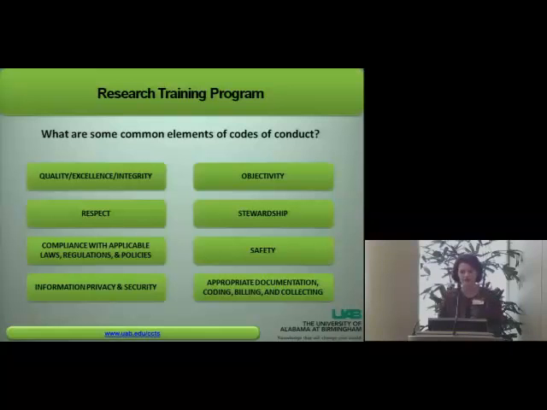On this slide is a sampling of some common elements of codes of conduct. We'll go through each of these briefly and spend a little bit more time on objectivity, as I said, as it relates to conflict of interest. Again, these elements are often found in codes of conduct, but they may vary based on an organization's mission or vision or business line. There are common themes of these elements throughout research codes of conduct, however.